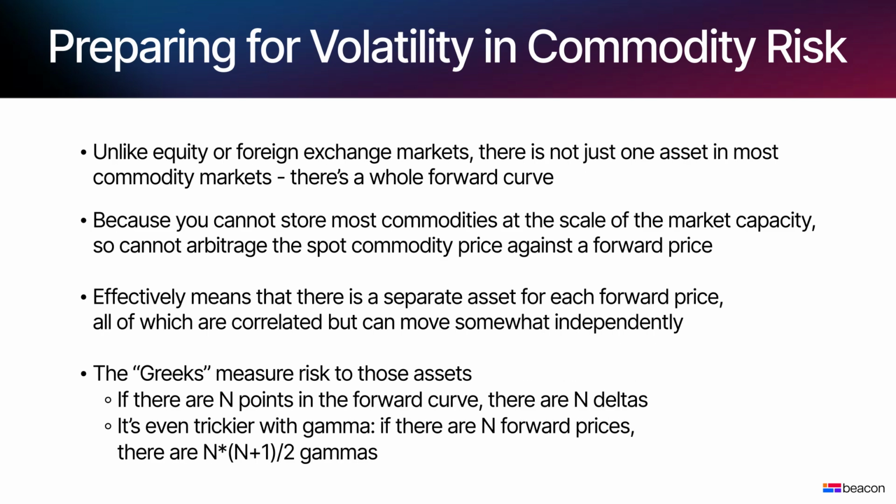So let's go over the problem again. In financial markets like foreign exchange or equities, you can store the underlying asset easily and at the scale of the market. And that means you can arbitrage different points on the forward curve, and that arbitrage can happen at a large enough scale that the market closes those arbitrages.